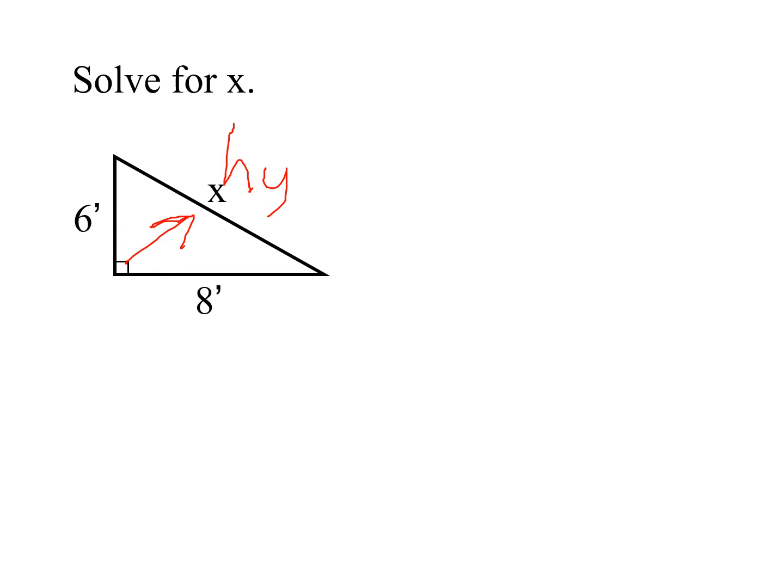Now, is x always going to be the hypotenuse? No, I could put x on any of the sides. I could have a leg be x and it wouldn't matter. But across from your right angle, that's the hypotenuse. Just put it on there.